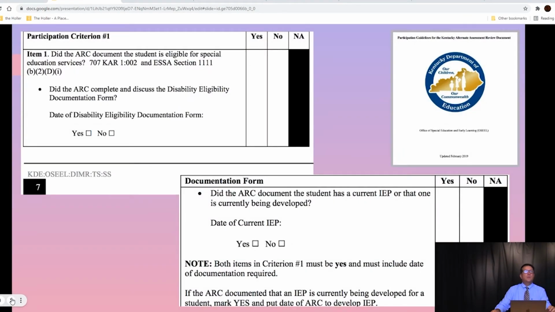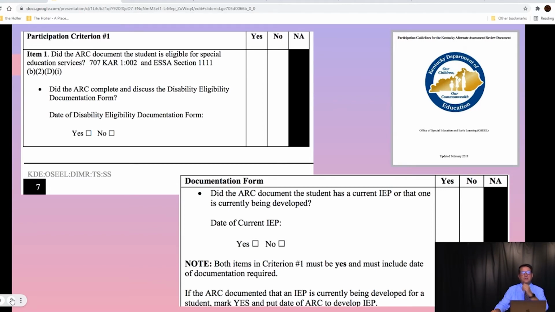As we look at the alternate assessment record review, we see for participation guideline, did the ARC document the student is eligible for special ed services? Did the ARC complete and discuss the disability eligibility form? Did they document and date that form on the guidelines? And if they did, we give them a yes and we move on.